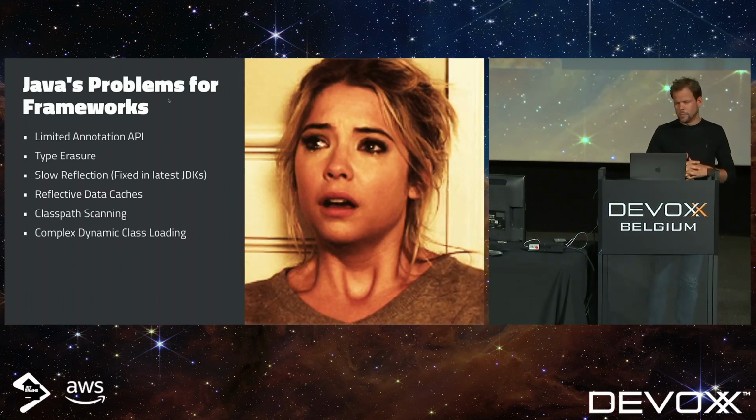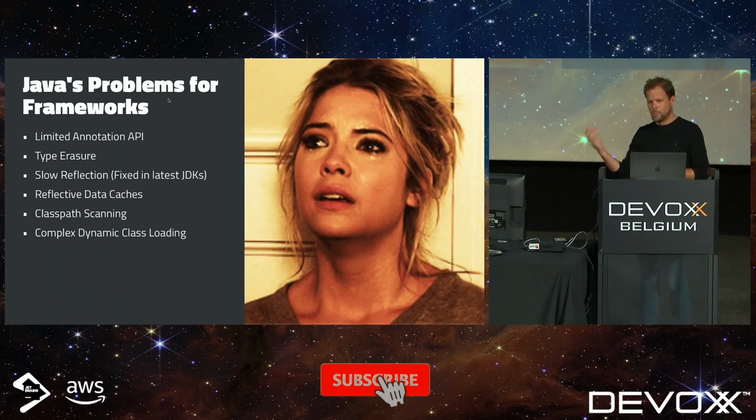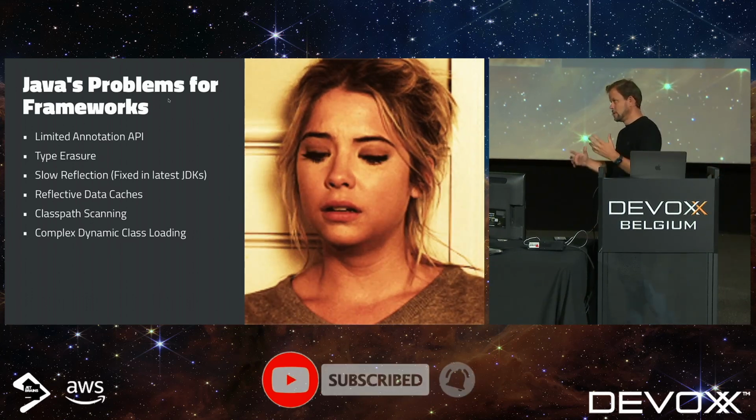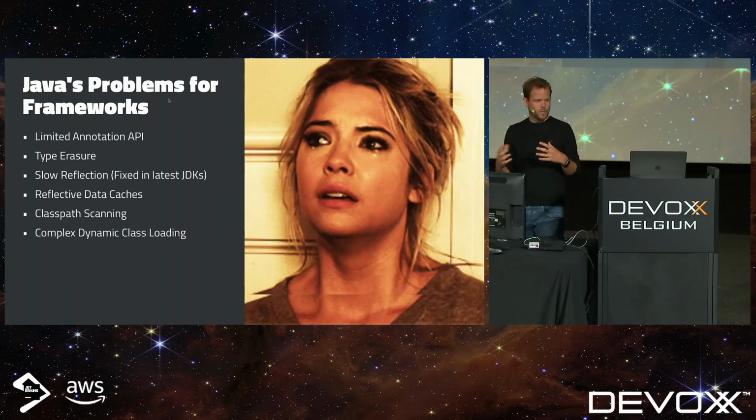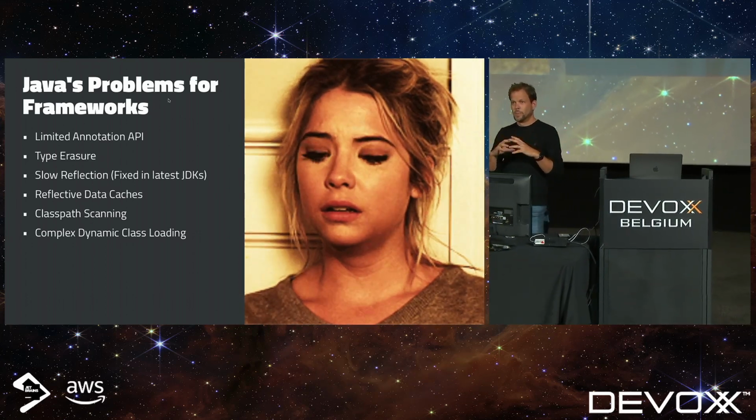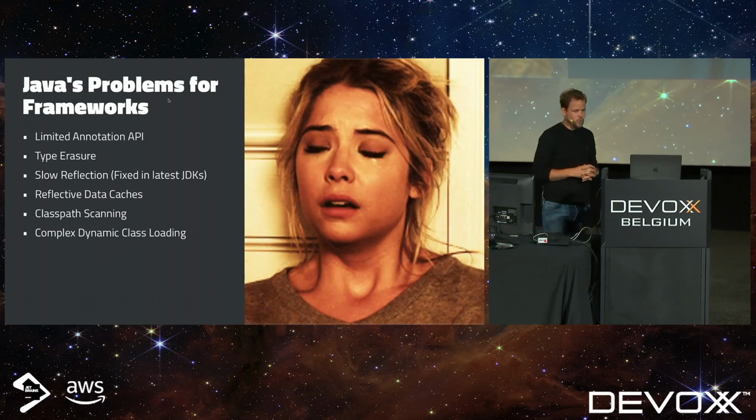If you think of a typical application in the Java space, you've got Hibernate, you've got Jackson, you've got Spring. Each of these frameworks, essentially sub-frameworks, build up reflective data caches to perform what they do.